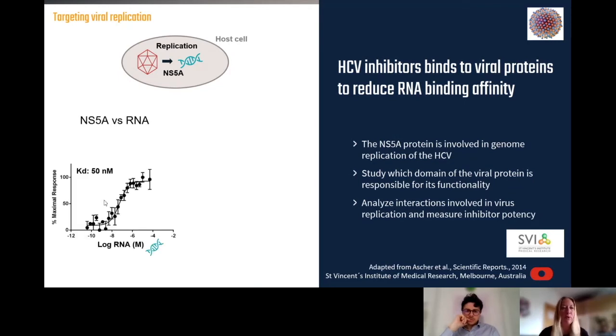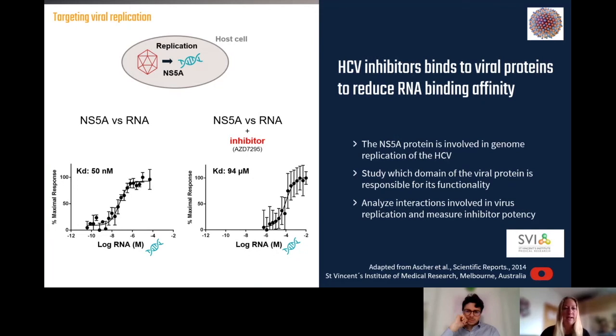The first step was to just confirm the binding between the protein and RNA, and thereafter they tested several different inhibitors. Here I just show one. And as you can see, we have a significantly reduced affinity when the inhibitor is present. Thus, you can study inhibitor potency using MST and do competition assays.